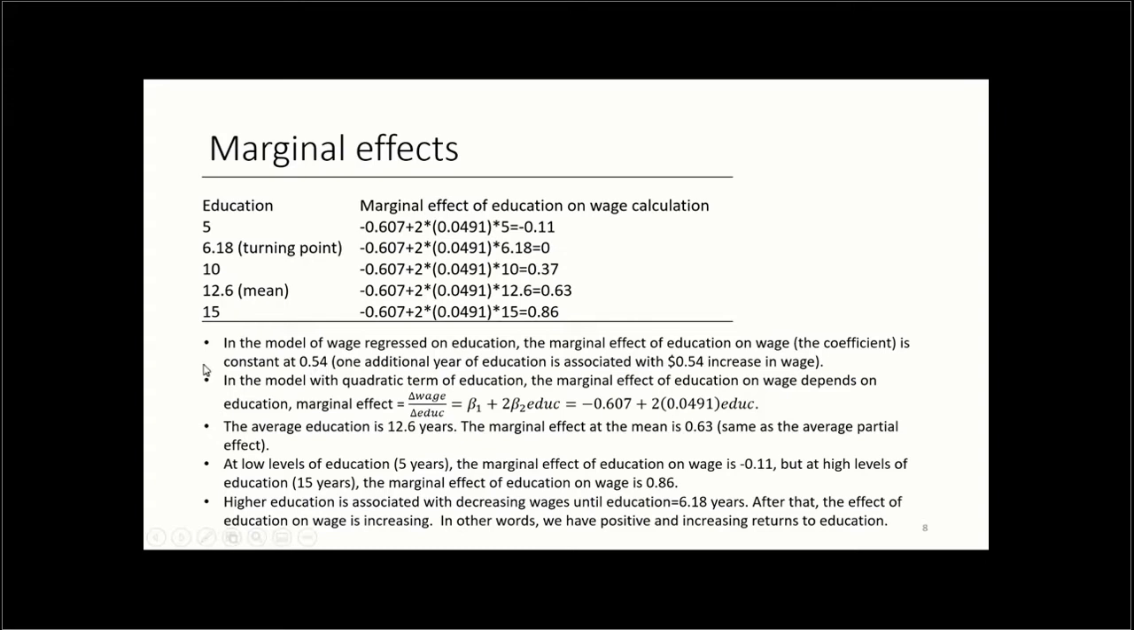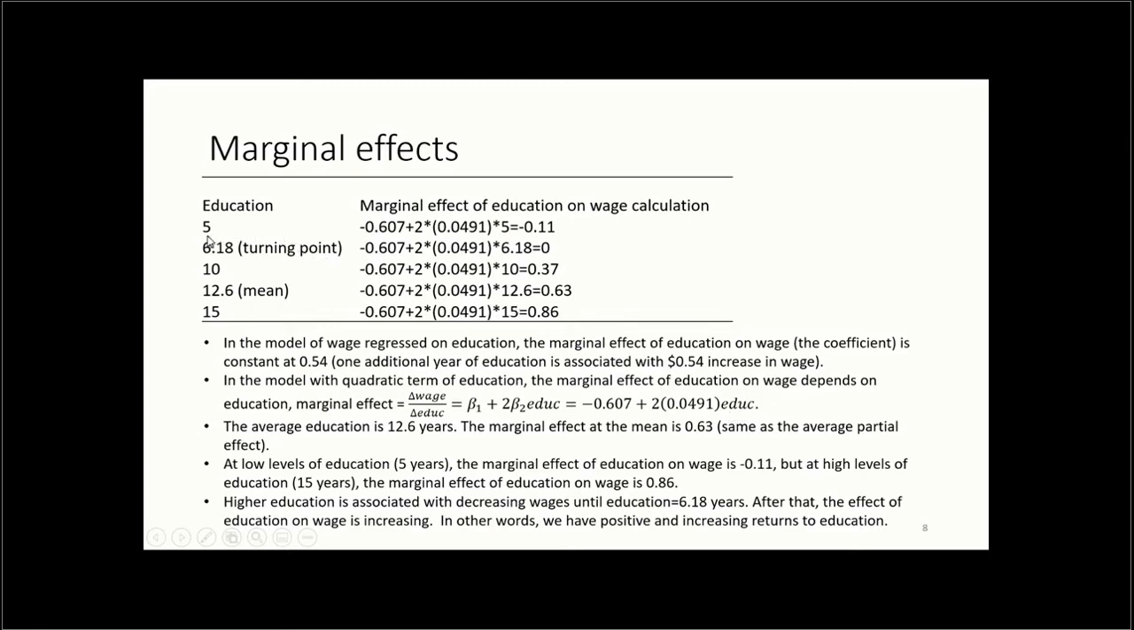Now, when we have the model with the quadratic term, the marginal effect of education on wage depends on education. The marginal effect, delta wage over delta education, was equal to beta 1 plus twice beta 2 times education. And if we substitute, these are the coefficients that we have. Now this is the formula for the marginal effect. We can calculate this at any value of education. So let's pick a few values and calculate the marginal effect.